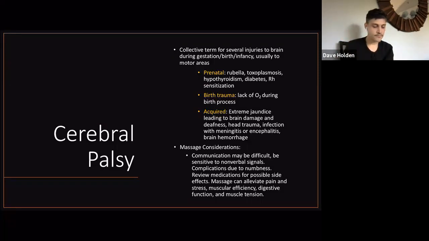So complication number 1, going with cerebral palsy, is the umbilical cord gets wrapped around the neck of the baby, and so the baby is physically being strangled.